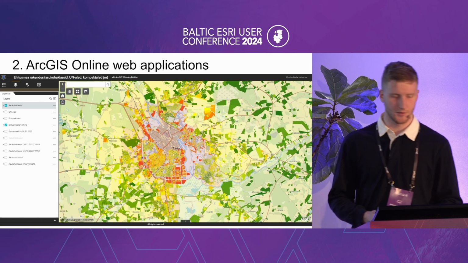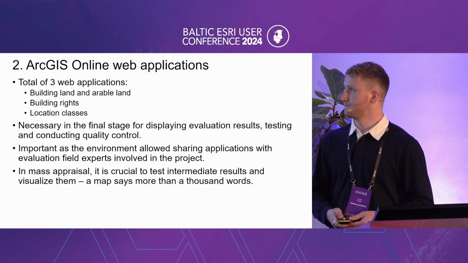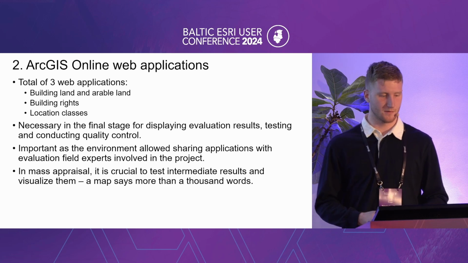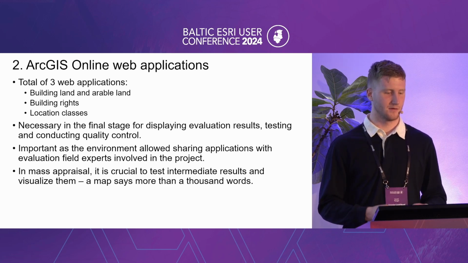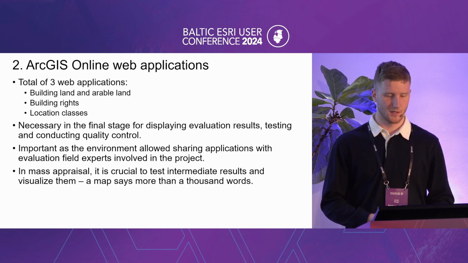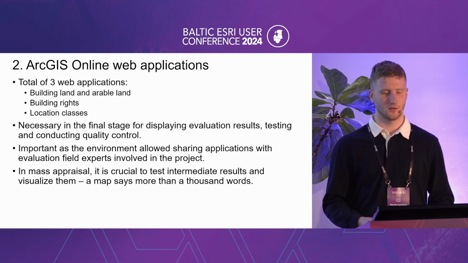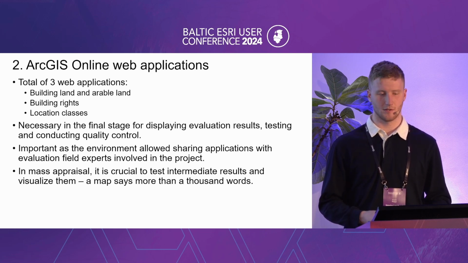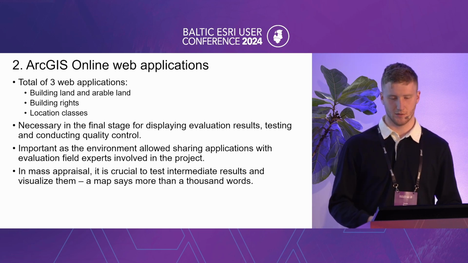So, GIS online web applications. In total, we created 3 web applications: building land, arable land, building rights, and location classes. And these were necessary in the final stage for displaying evaluation results, testing, and conducting quality control. Now, quality control was done by the experts.